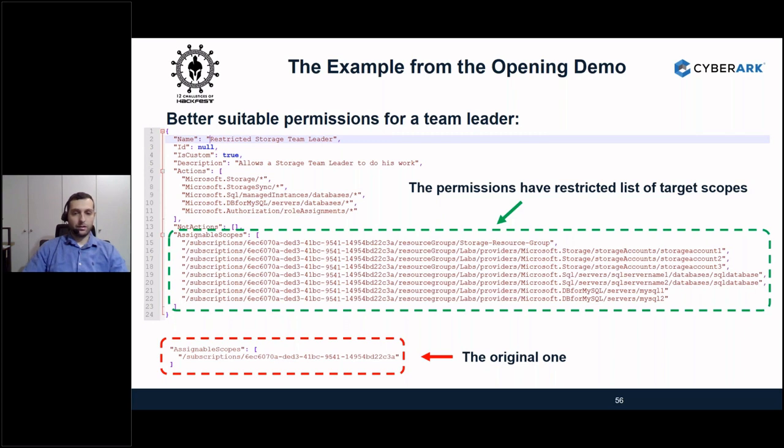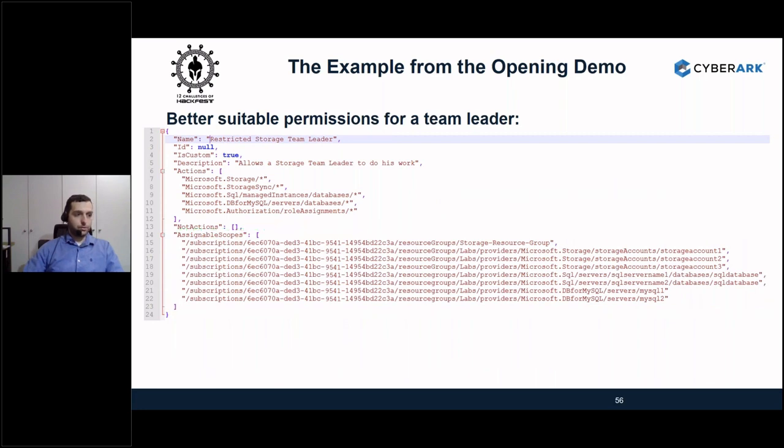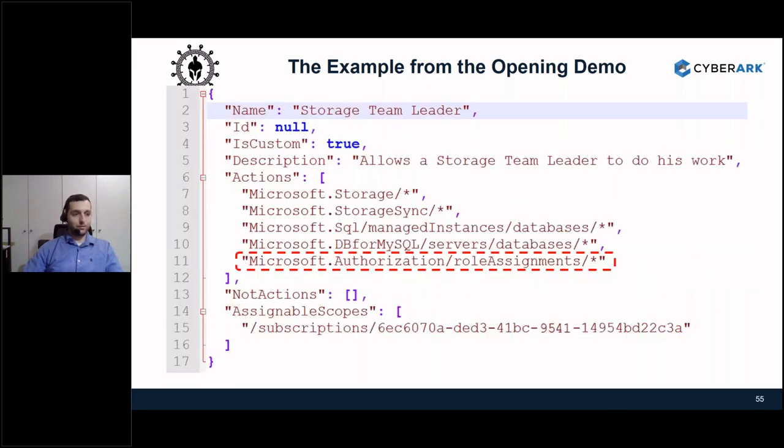And if the team member is leaving, the storage team leader should be the one to revoke its permissions. Moreover, if a new database is being created, the storage team leader should be the one to manage the permission of this newly created database. So this is the reason they put the Microsoft Authorization role assignment permission.